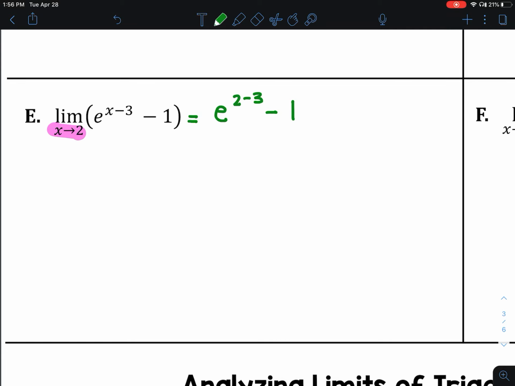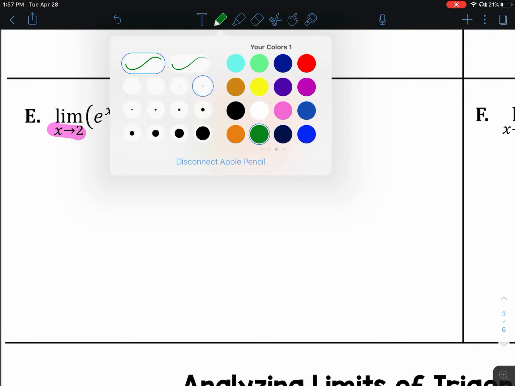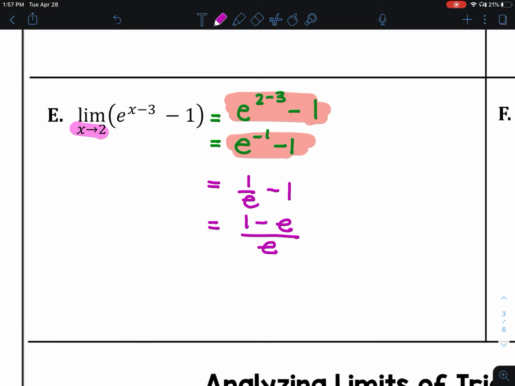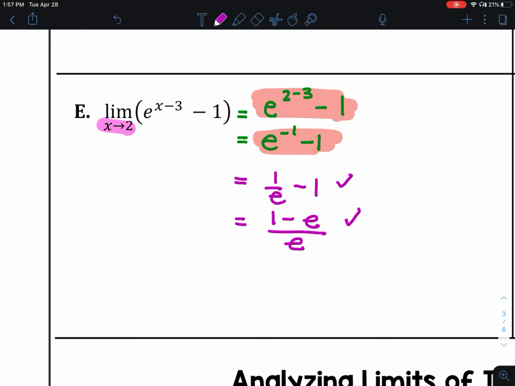we get e to the -1 minus 1. And so because this is not calculator active, this is an acceptable answer on the AP exam. I'm going to give you 2 more just in case you're feeling fancy today. You could write 1 over e minus 1, or you could write 1 minus e over e, depending on if you're really feeling fancy. All of these answers would be accepted on the AP exam.